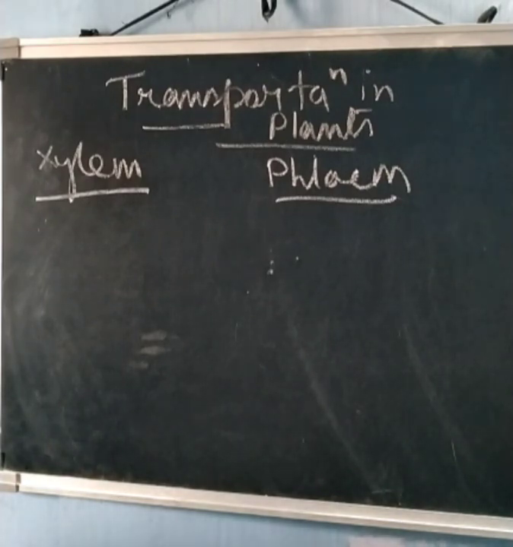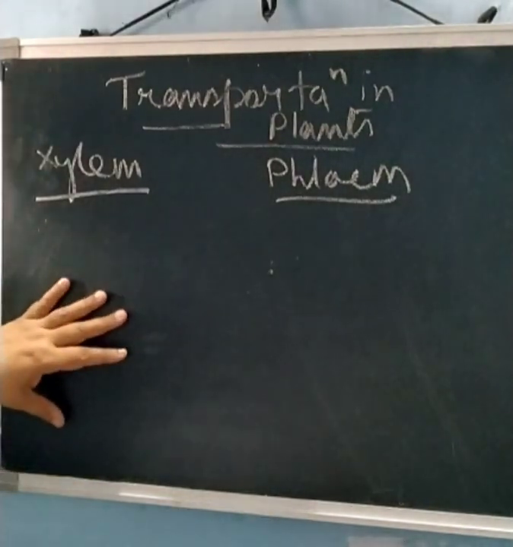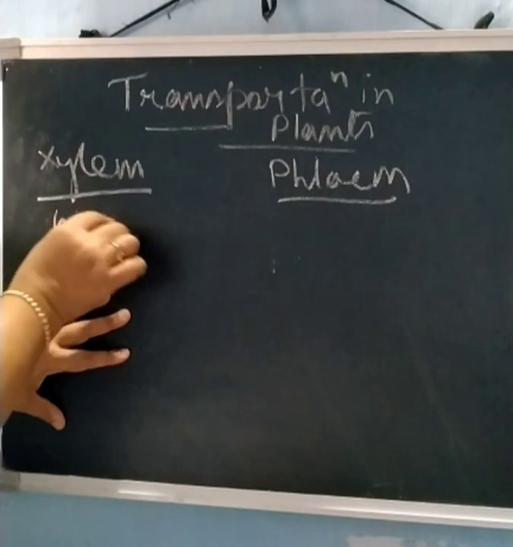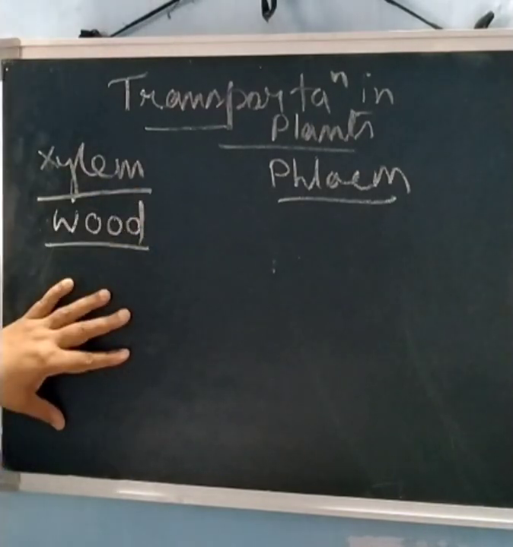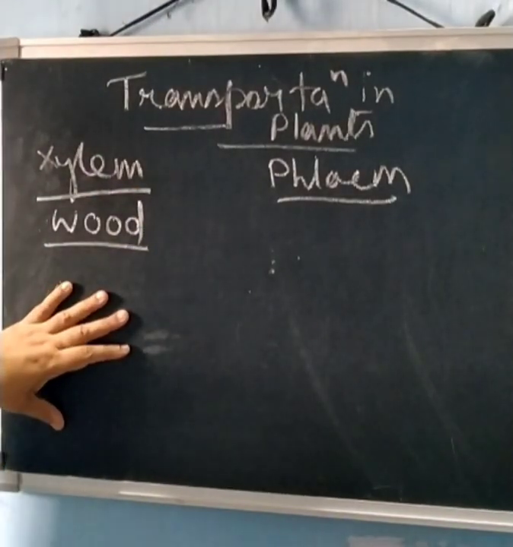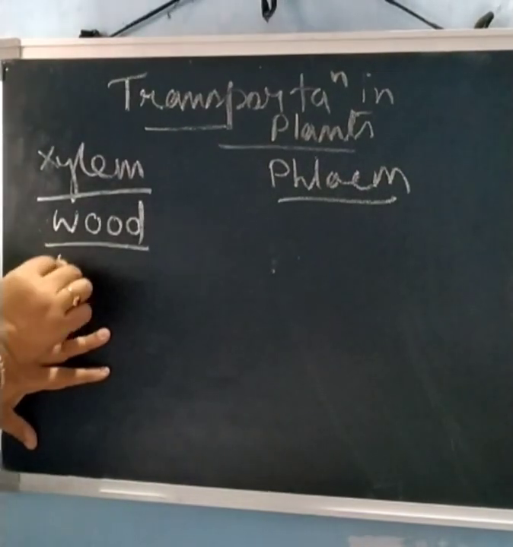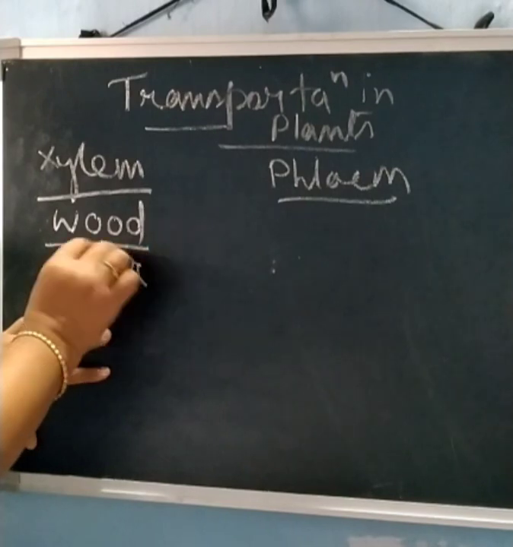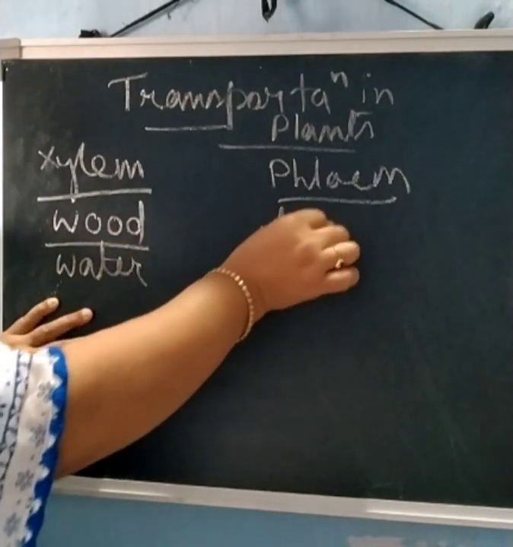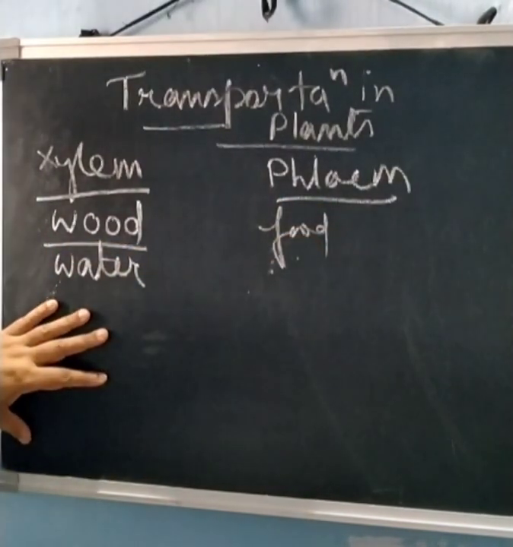So that is xylem and phloem. Now what is xylem? If a plant has more xylem, then it forms the wood of the plant, okay? Whereas phloem is not for wood. So xylem is for water transport, but the phloem is for food transport, that is made by the photosynthesis process.